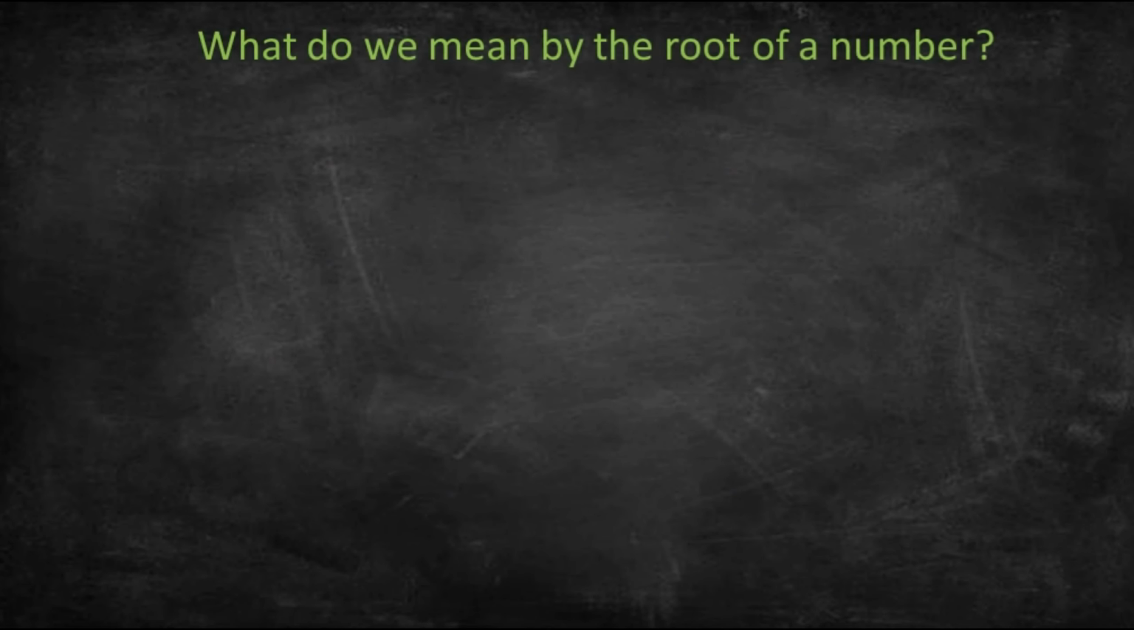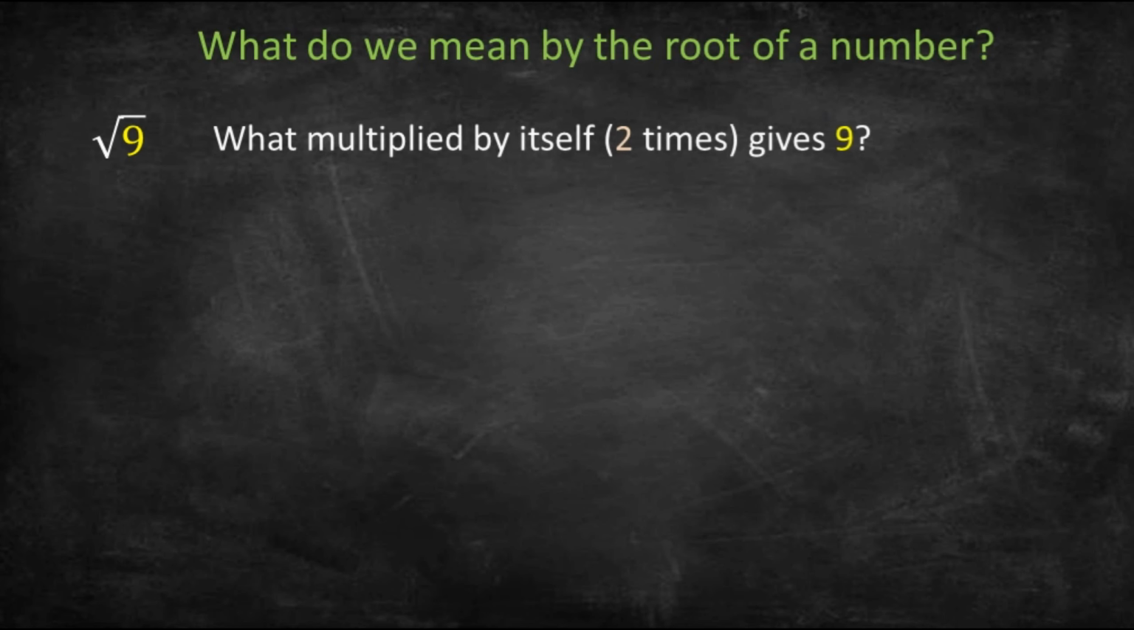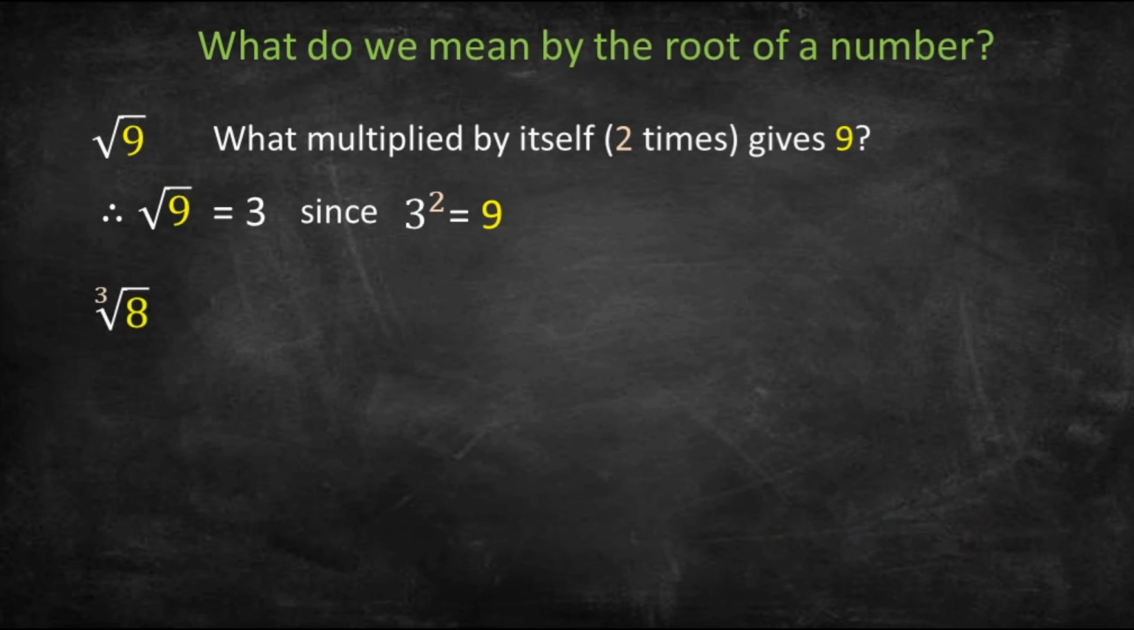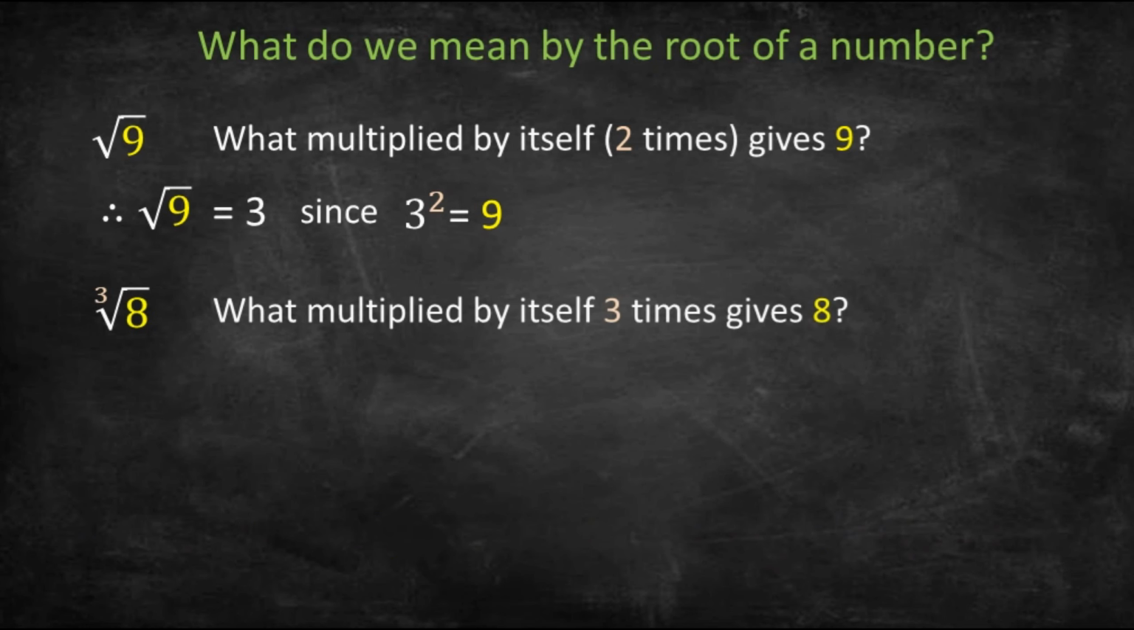In order to make sense of law 8, we first want to look at what we mean by the root of a number. Let's take the square root of 9. When we write the square root of 9, we are asking ourselves what multiplied by itself gives 9. And of course the answer is 3, since 3 multiplied by itself gives 9. Let's take the cube root of 8. Here we are asking what multiplied by itself 3 times gives 8. And of course the answer is 2, since 2 multiplied by itself 3 times gives 8.